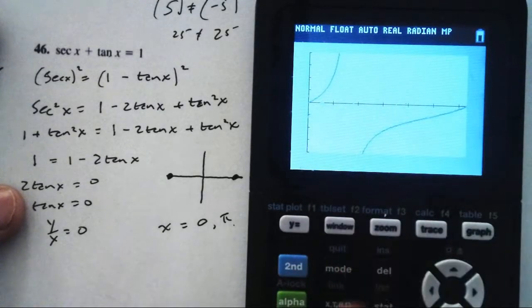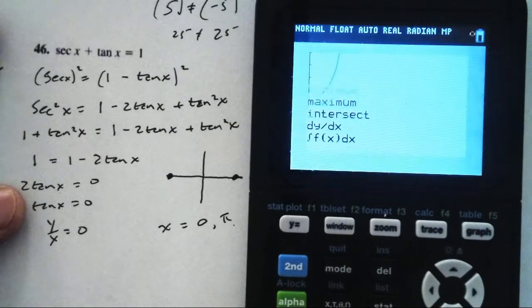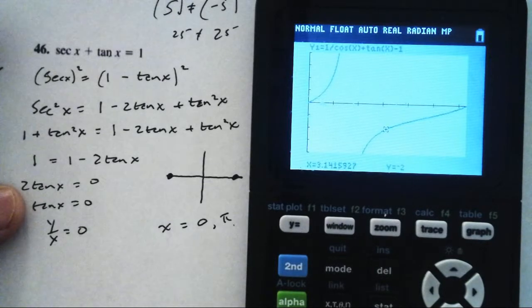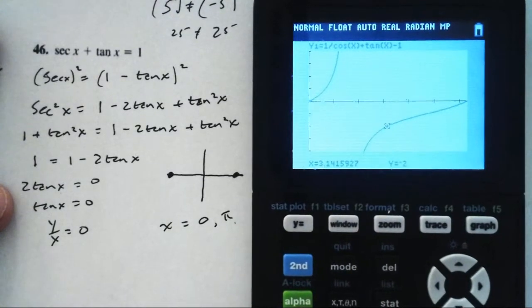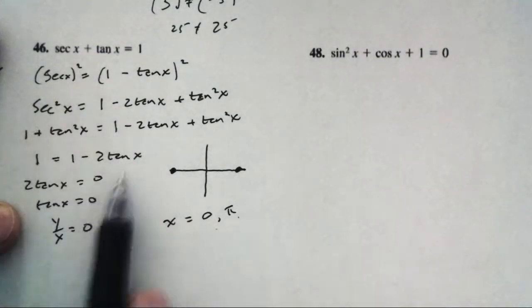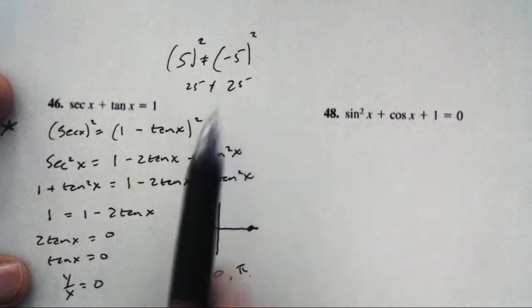And looks like 0. Let's go second calc value 1. Let's check the value at 0. Looks like 0 is, but what about pi? At pi, we're at -2 here. When I put in pi, I get -2. I get a false read on that, even though algebraically everything seemed okay.